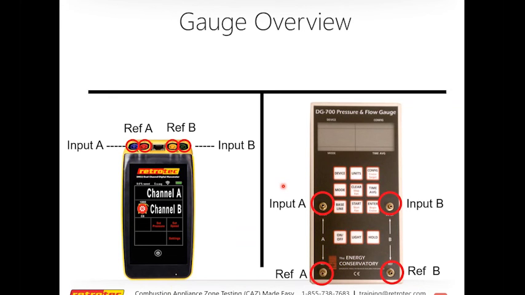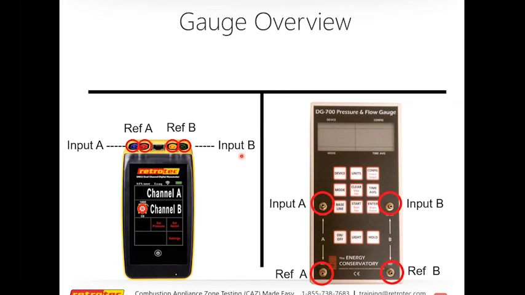Next question. Which gauge do you use or are you familiar with? Is it the DM32, the DM2, which is in here, or the DG700? And you can say both. I'm going to give you a second to answer. From what I'm seeing on my end, we really have a lot of people who are very familiar with the DG700.